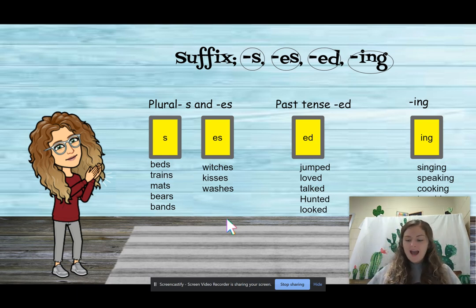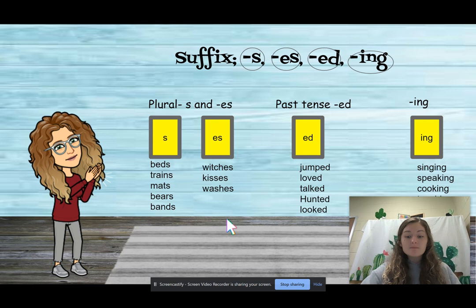All right, so when we have glasses, when we have that S or ES as a suffix, it goes at the end of a word, and it can tell me that I have more than one thing, or it can tell me I'm doing an action right now, doing a verb right now. We also have suffixes that go at the end of the word. If it tells me that I was doing something in the past, if I'm doing an action word in the past.